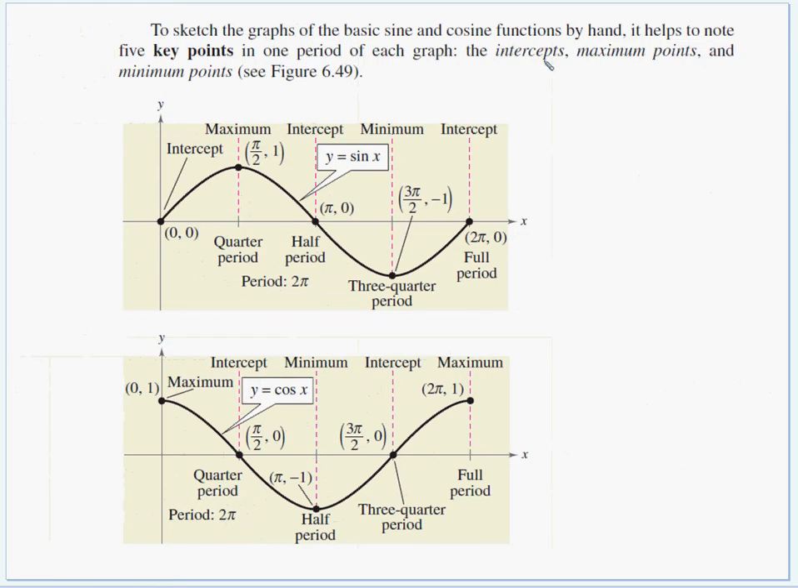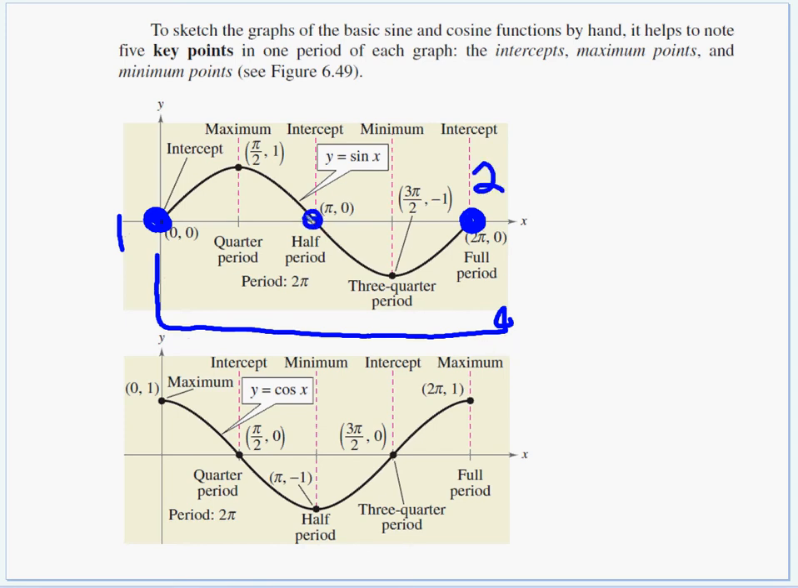To sketch the graph of the basic sine and cos functions by hand, it helps to note the 5 key points, the intercepts, the maxes, and the mins. So just to hammer this home, when I graph a sine wave, and this is the order I do it, I find my starting point. And when I know what the period is, that is my second point, my ending point. So that's my first dot, my second dot.